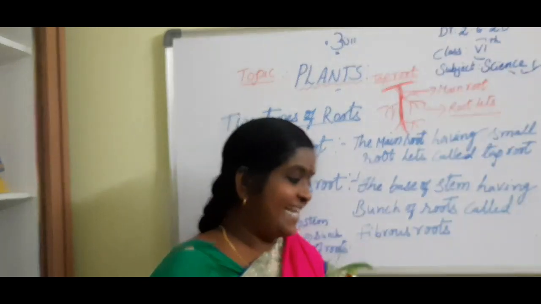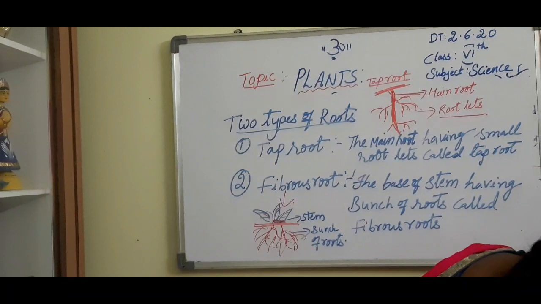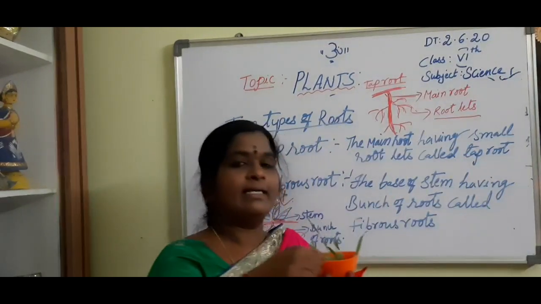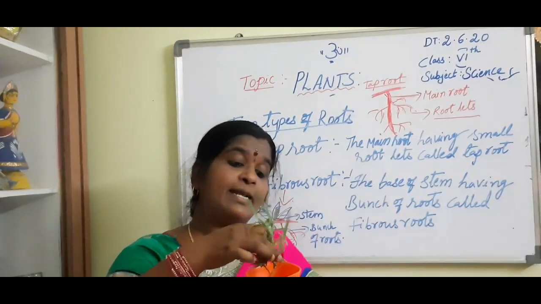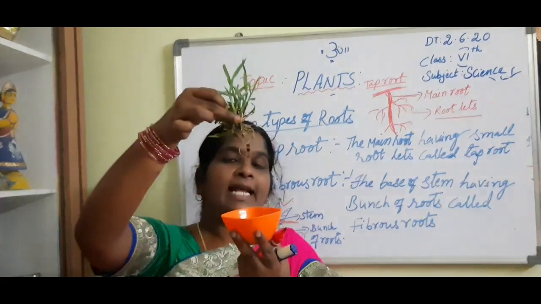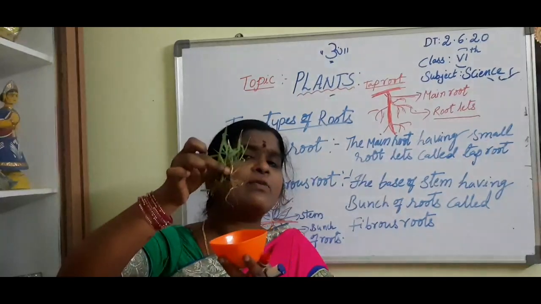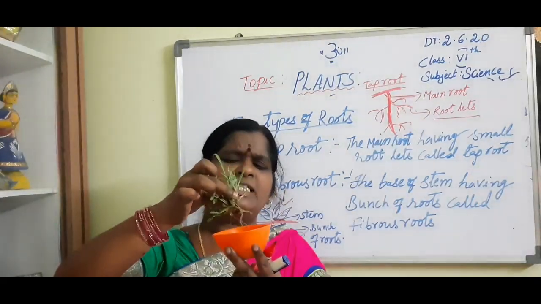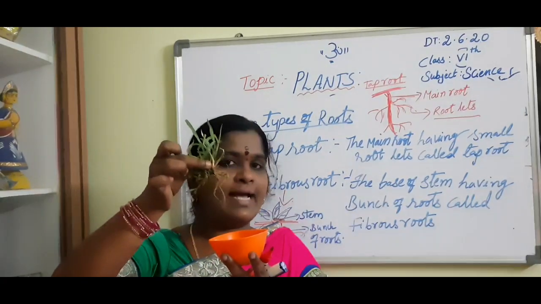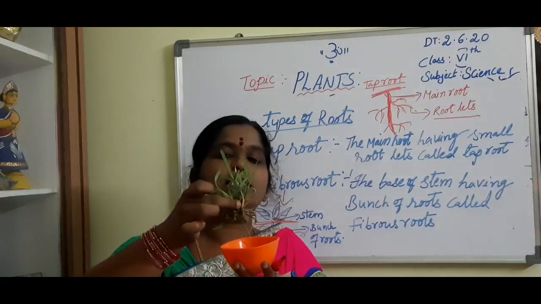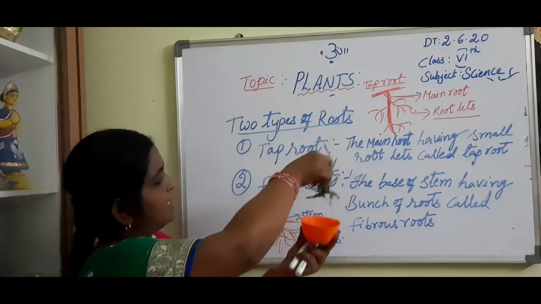Okay. Next, coming to fibrous roots. See, fibrous root. I told you, from the base of the stem, a bunch of roots arise. They are all of equal shape, which means they don't have any main root. We see a bunch of roots. What do we call this type of root system? Tell me, fibrous root system. See here the fibrous root system.